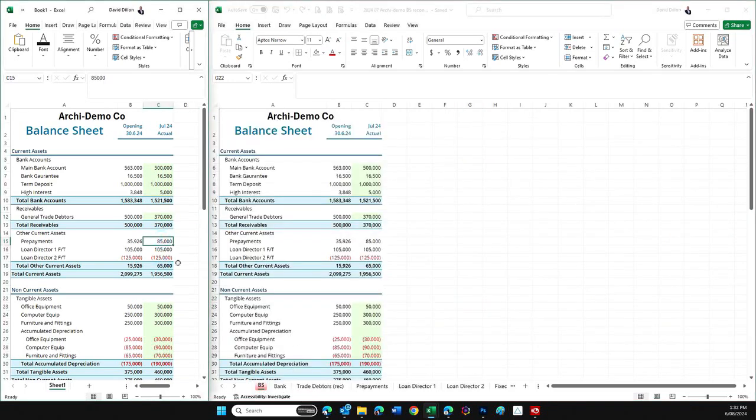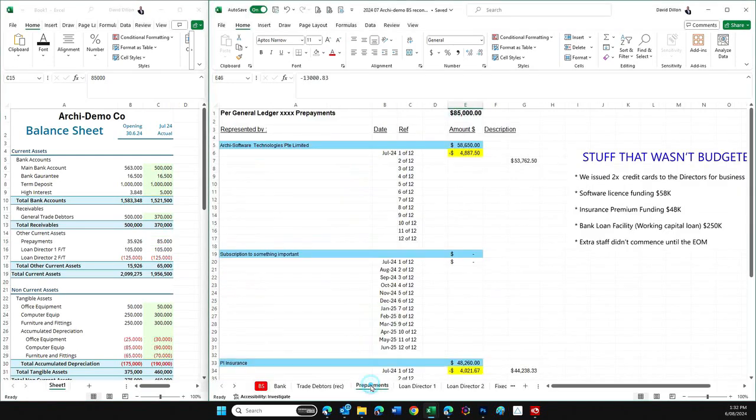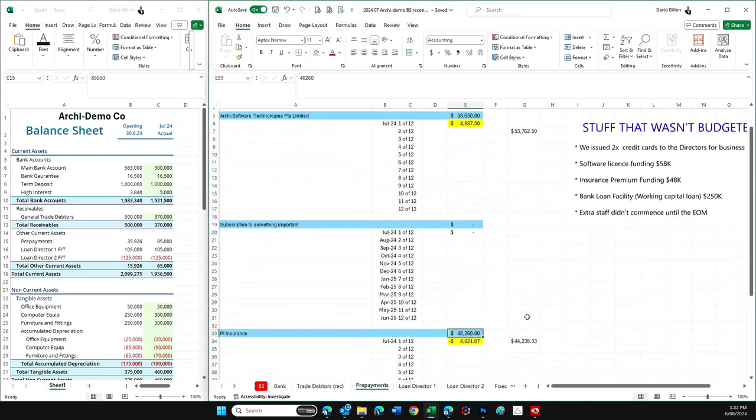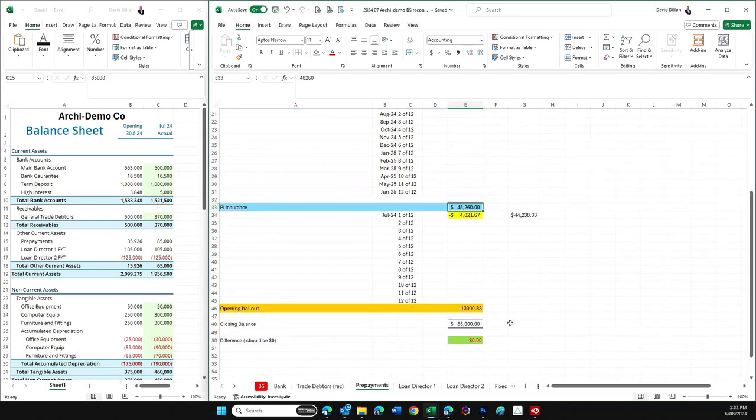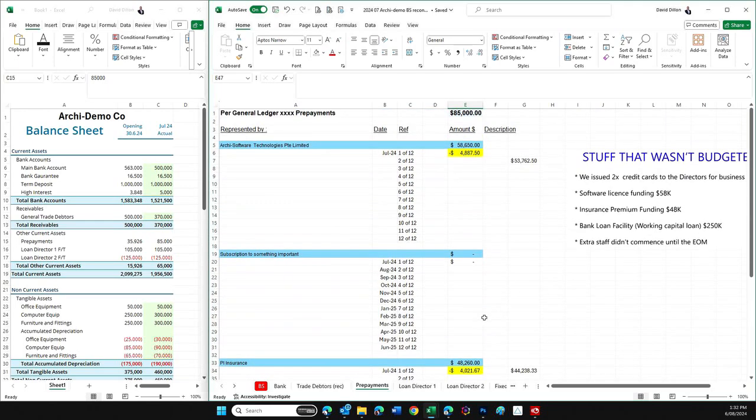We then come down, we've got prepayments. What's that 85 made up of? We've got unexpired software license stuff. We've got PI insurance down the bottom. That's making up the bulk of the thing. There was a small out of balance in the opening balance. I've got to get rid of that in August and write it off.